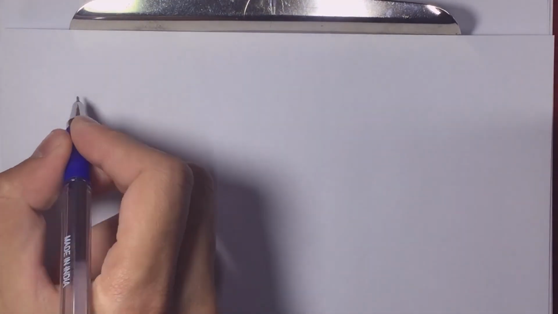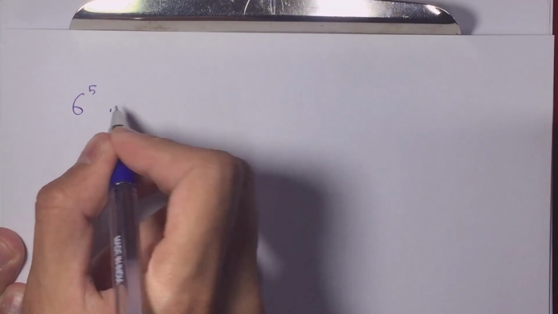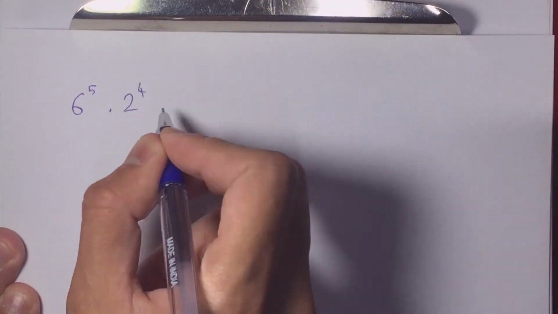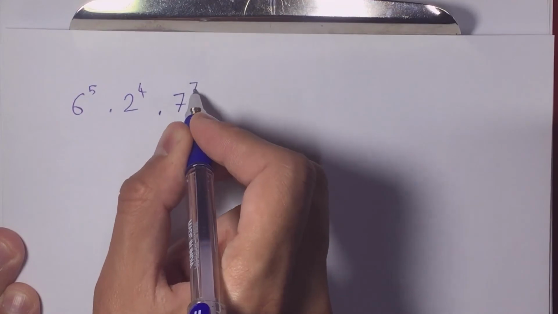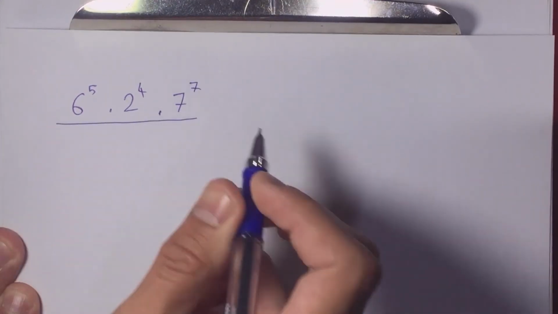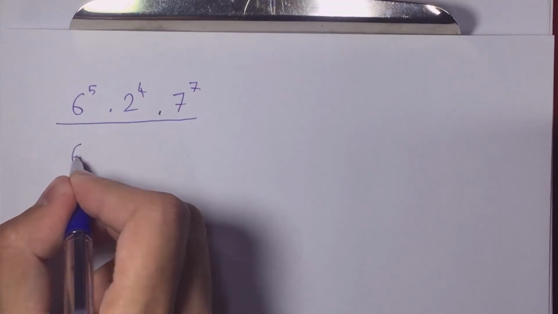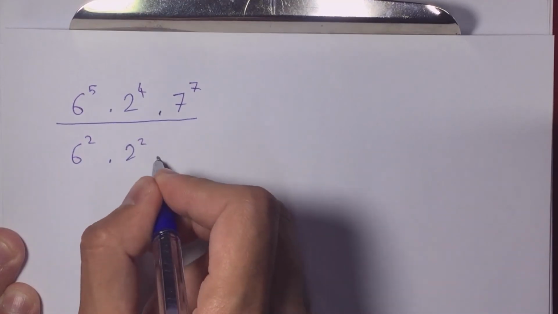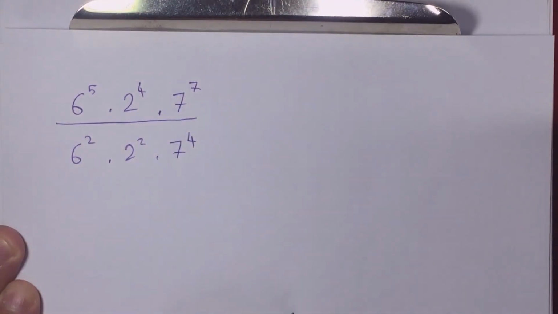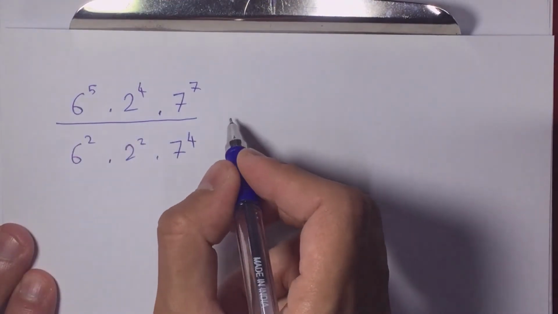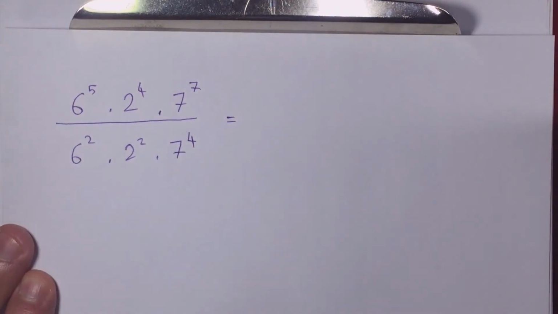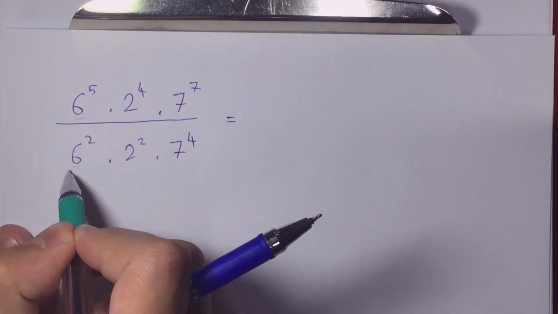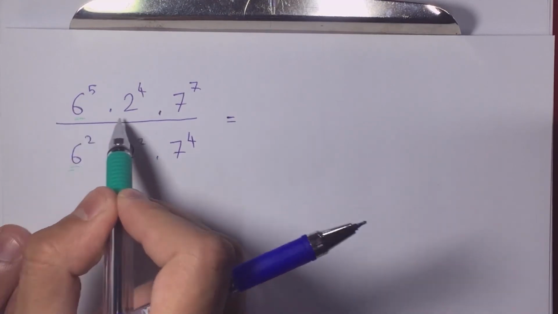Let's take another example. What if we have the following fraction? 6 to the 5th times 2 to the 4th times 7 to the 7th divided by 6 squared times 2 squared times 7 to the 4th. How can we solve this? Actually, we can rewrite this fraction so that each digit with a similar digit can be divided into divisions.